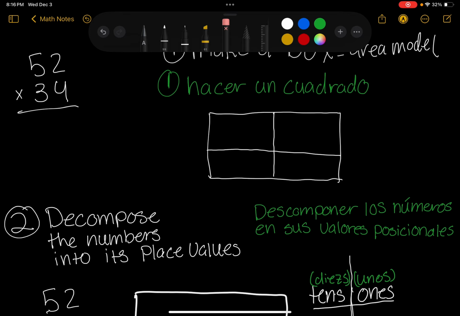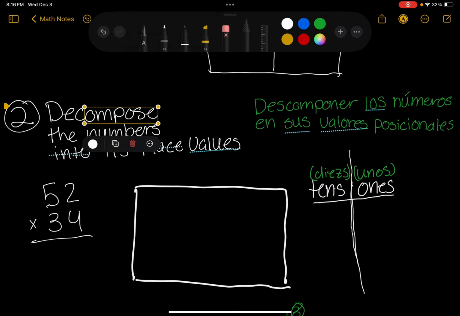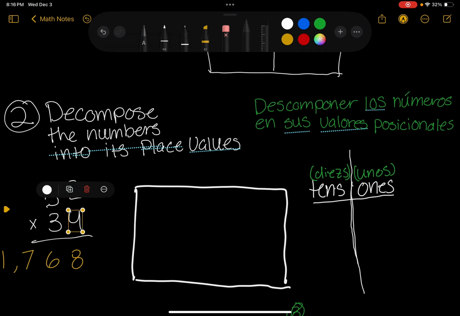Next step is decompose the numbers into its place values. So when I say decompose, I literally mean just break apart. So as you can see, I'm decomposing, which means break apart. Anyway, I want you guys to decompose 52, and I want you guys to decompose 34. That's all I want you guys to do.